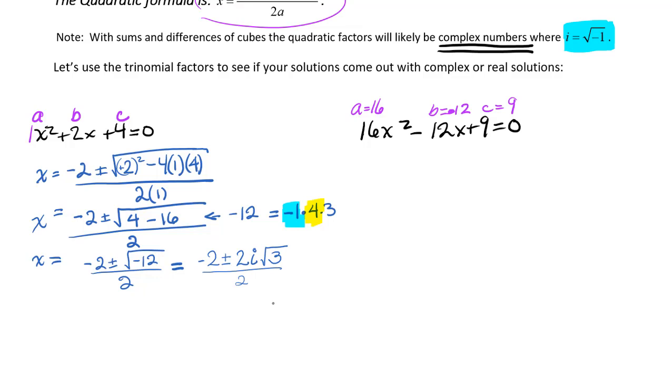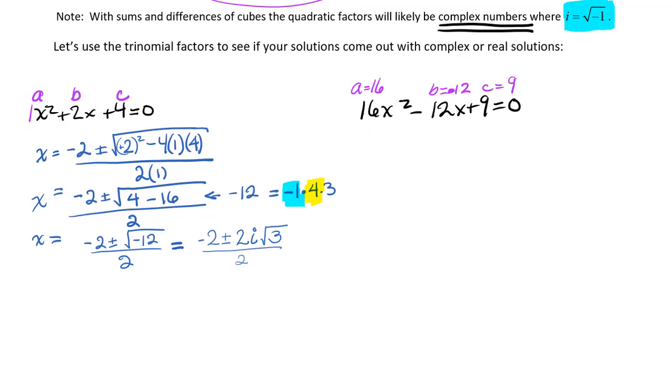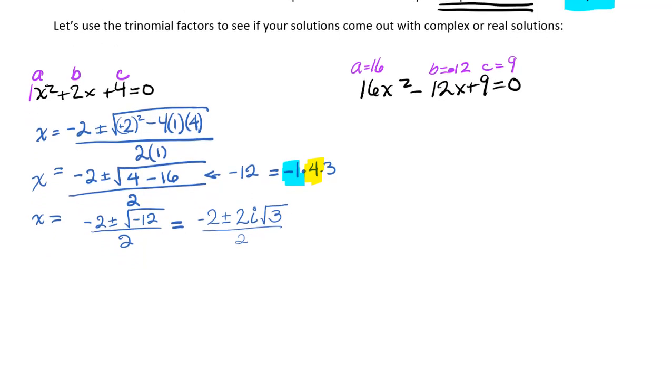You might be thinking, well, that's the end. Yay, I'm done. But you're not. There's one last step, and that is to reduce the common factor. Notice that the common factor would be 2. If we factored out a 2 in the numerator, we'd have negative 1 plus or minus i root 3 all over 2, and we can reduce out that common factor.